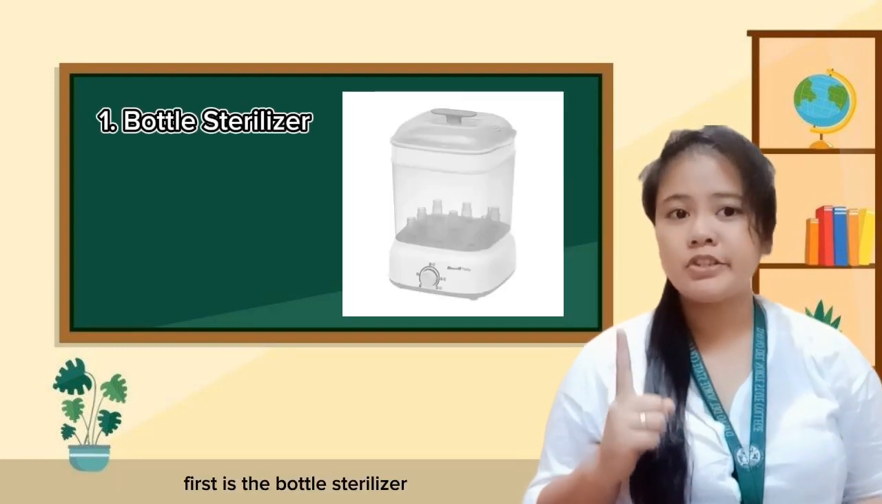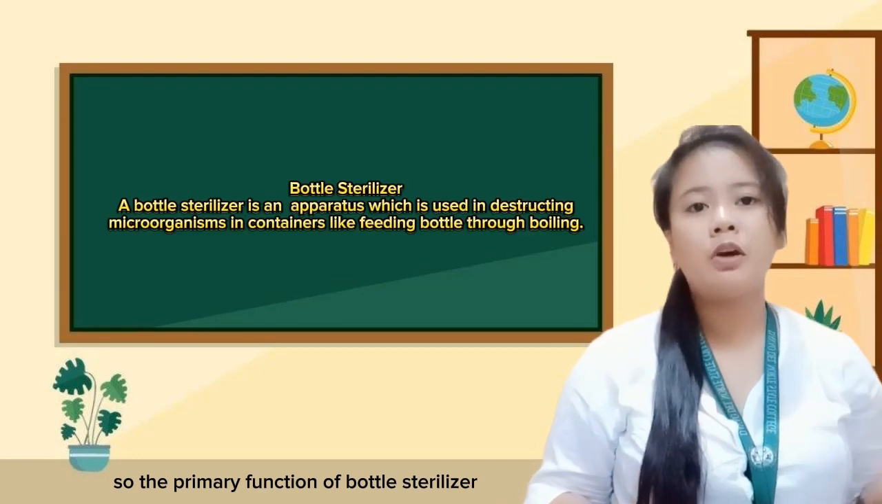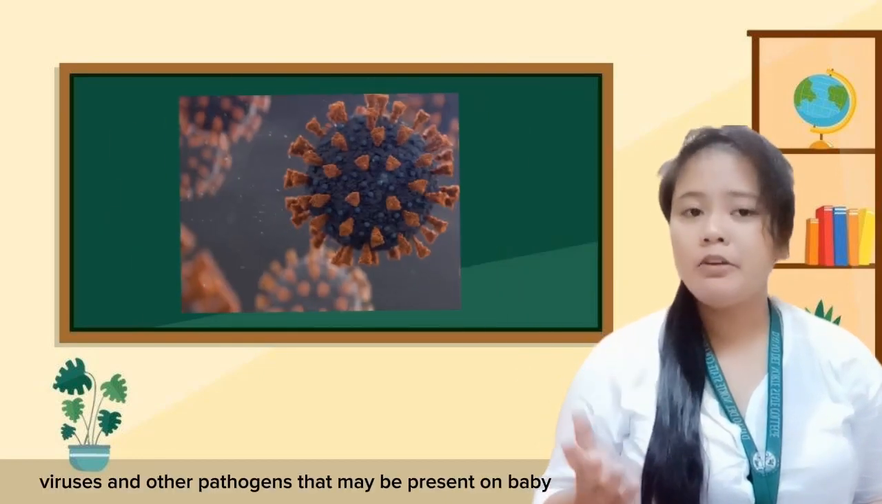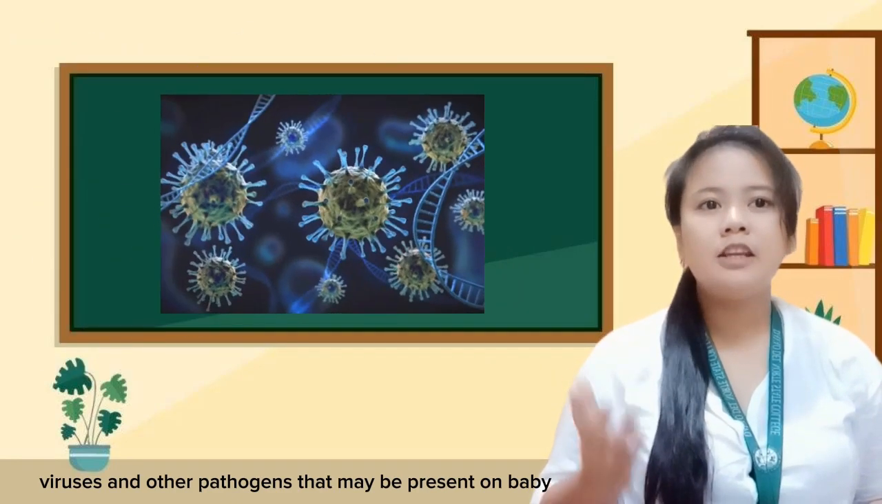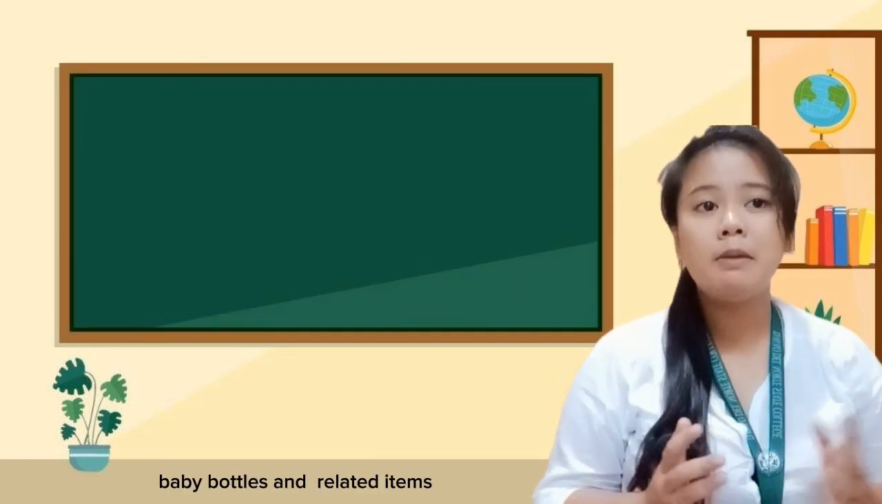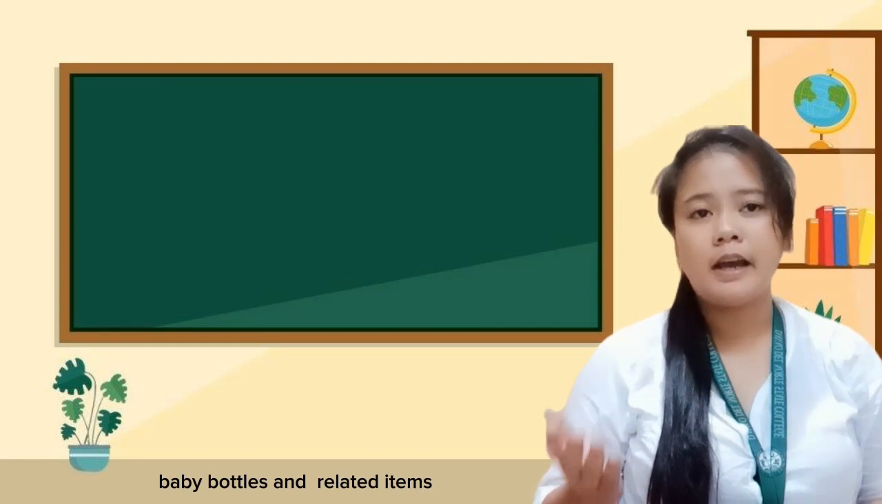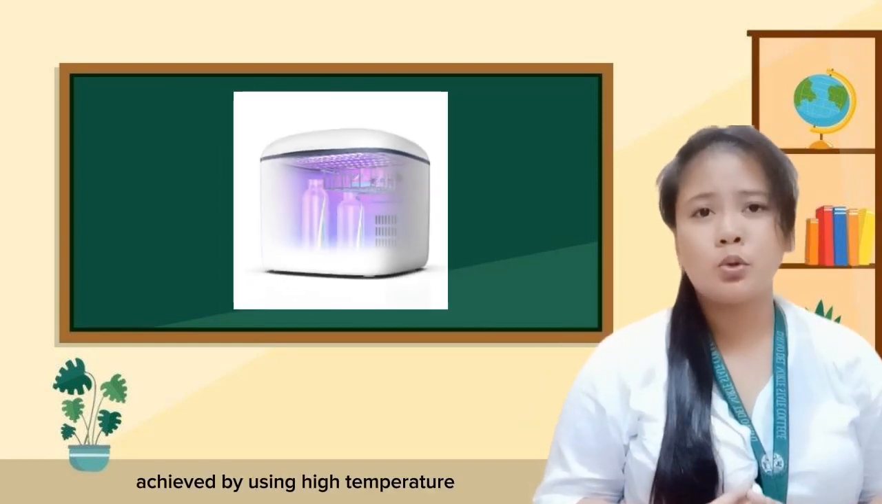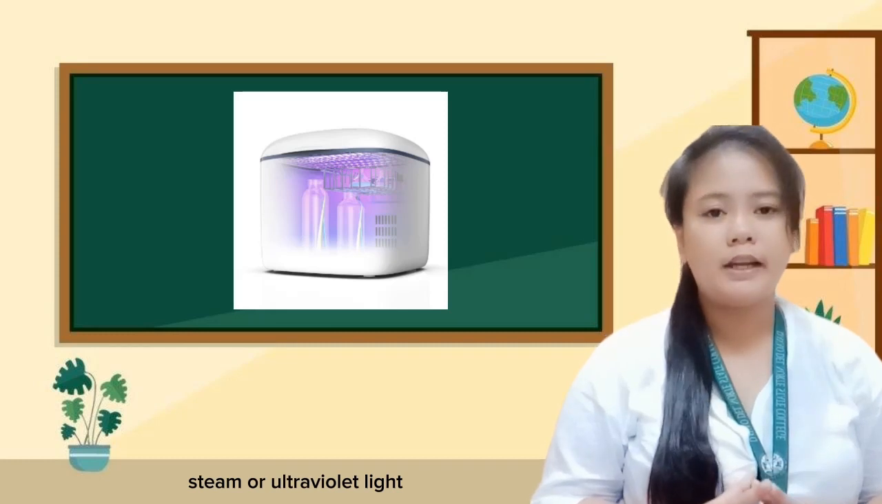First is the bottle sterilizer. So the primary function of bottle sterilizer is to eliminate the bacteria, viruses, and other pathogens that may be present on baby bottles and related items. Sterilization is typically achieved by using high temperature, steam, or ultraviolet light.